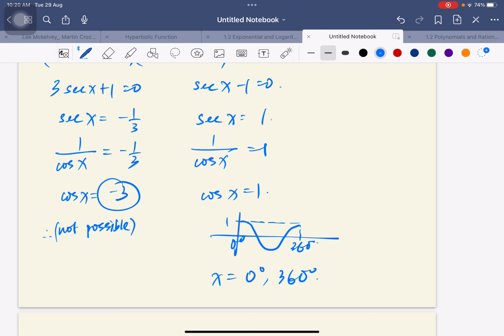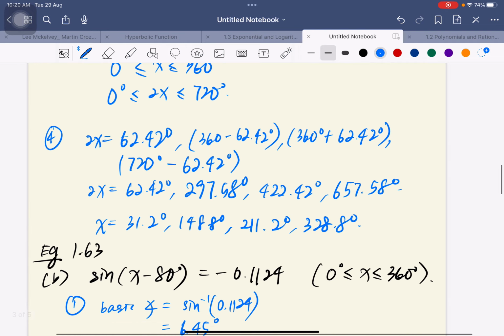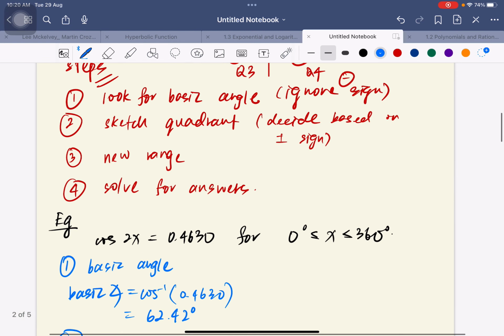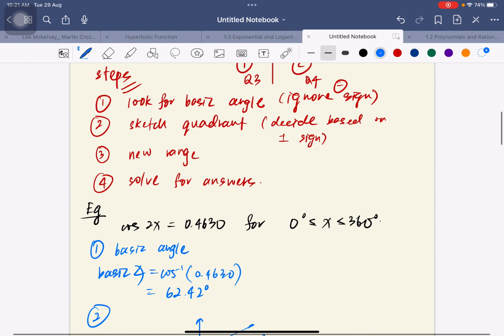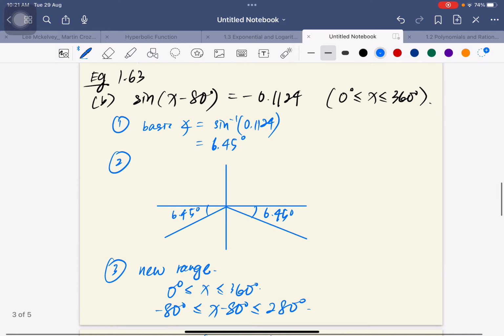So you don't have to do the 4 steps that I mentioned before, because the 4 steps are usually for values that are very hard for us to see. For example, 1/2 is still okay, but very funny numbers like 0.1124 or 0.4630 are values that we don't know how to read from the graph. We don't know the answer. But for 1, it's easy.